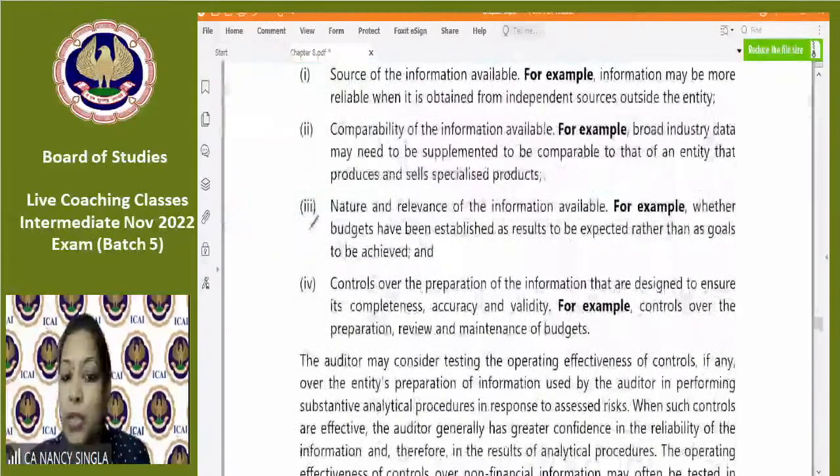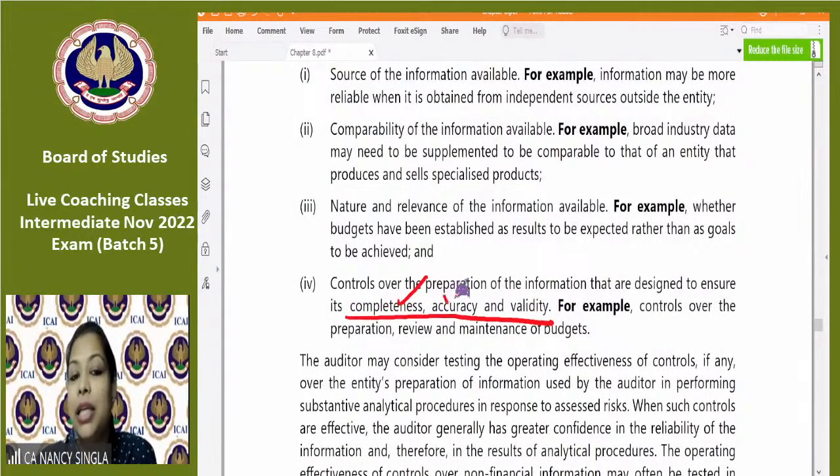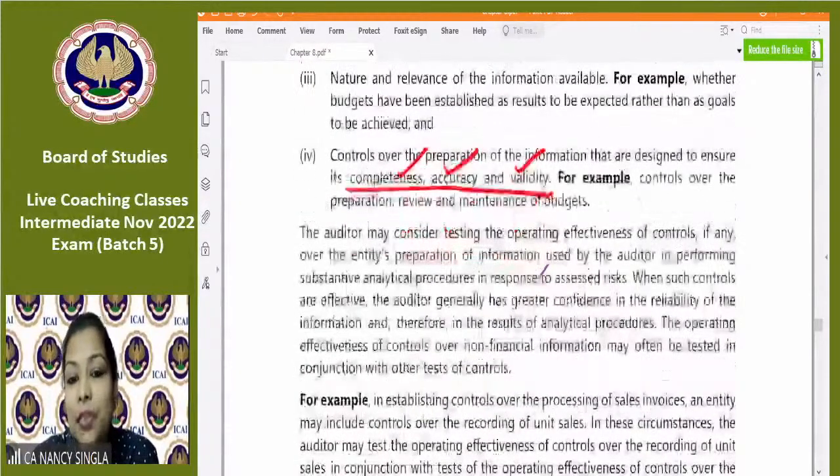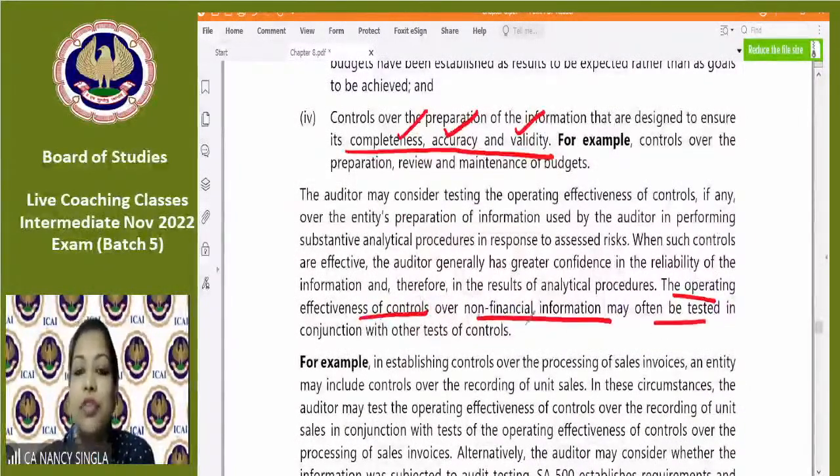Okay? Controls over the preparation of information, the auditor will see. This you have already done in your chapter number 3. That completeness है, accuracy है, validity है या नहीं, है ना? And he will see this with respect to financial as well as non-financial data. तो देखो, the operating effectiveness of controls over non-financial information may often be used in conjunction with other tests of control.